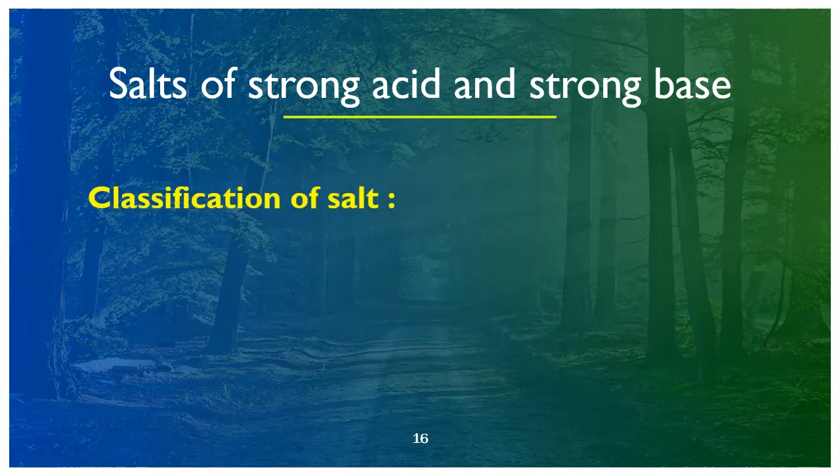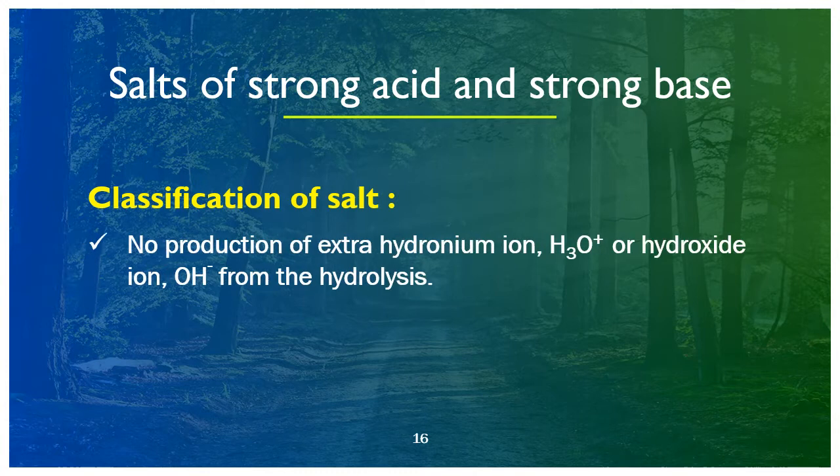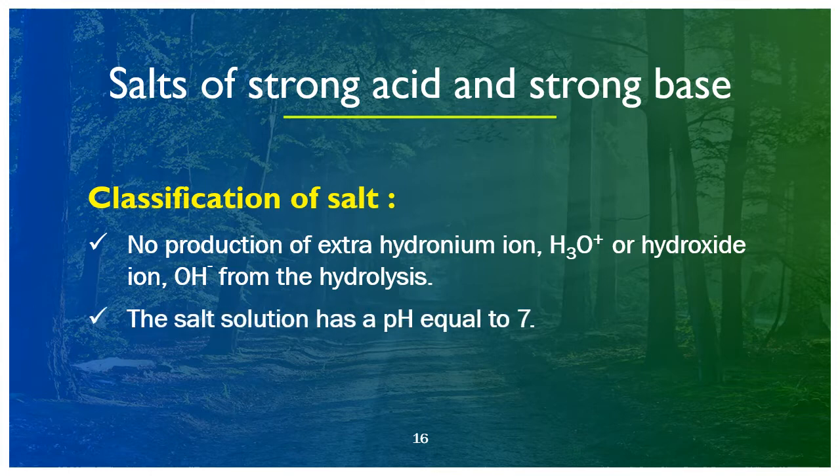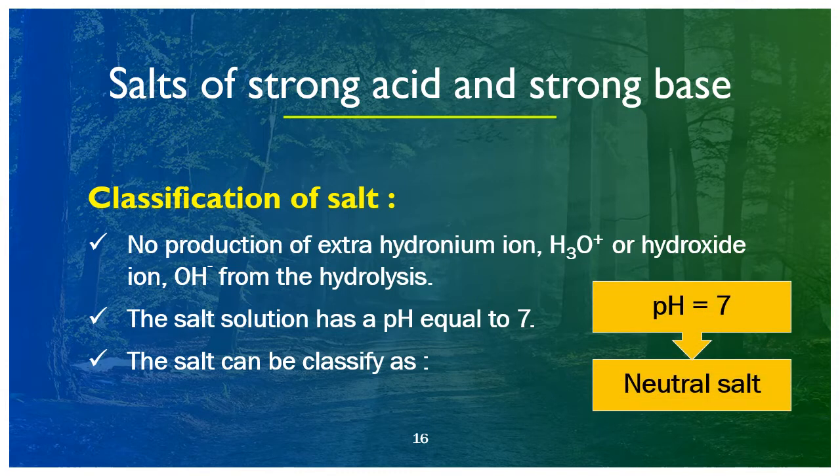Since both the cation and the anion are not hydrolyzed, there is no production of extra hydronium ions or hydroxide ions from the hydrolysis. Thus, the salt has a pH equal to 7. Therefore, we can classify the salt as a neutral salt.